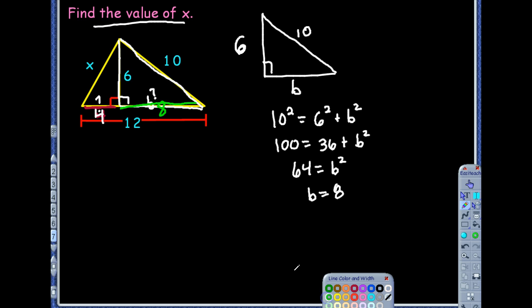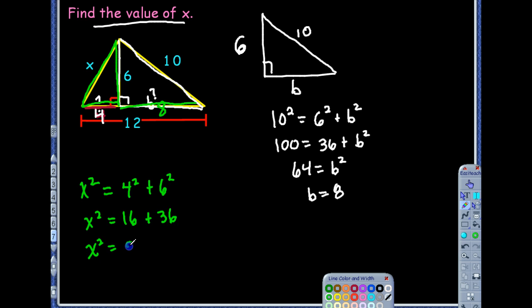And the reason why I'm going to have to is because now, like you were saying earlier, she was saying, here's another right triangle. Now do we have enough information to find that missing piece? Yes. Okay. So I know x is the hypotenuse. So x squared is equal to 4 squared plus 6 squared. So x squared is equal to 16 plus 36, which ends up getting us to 52.